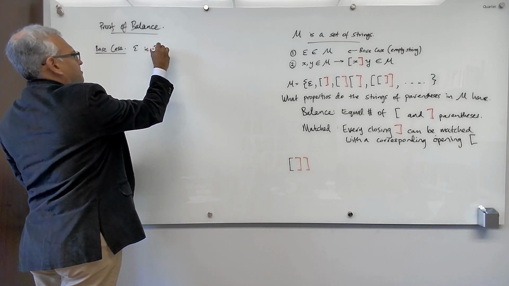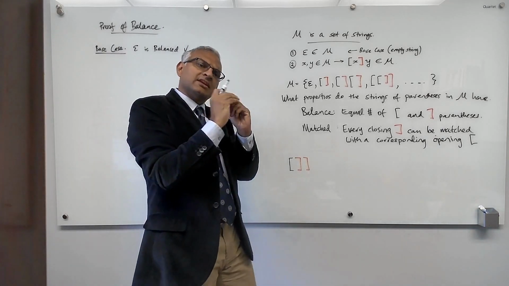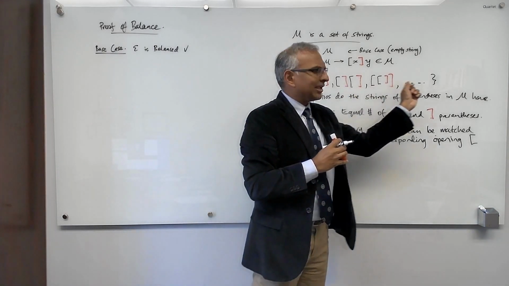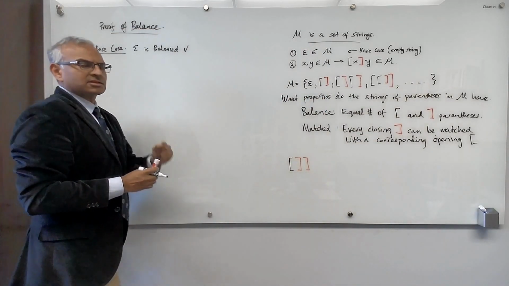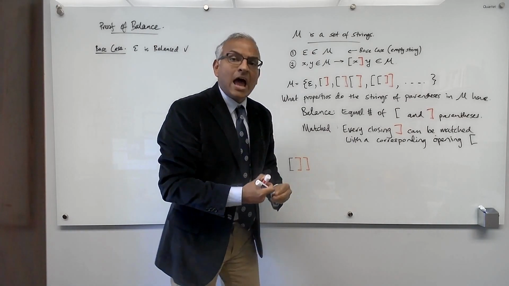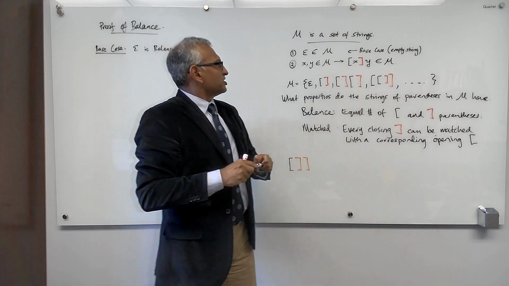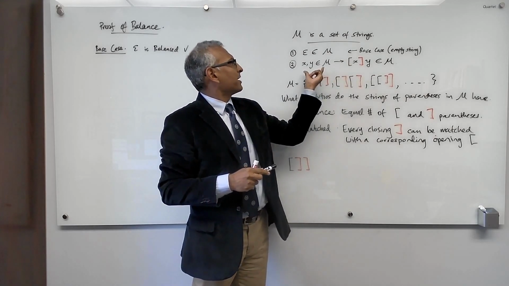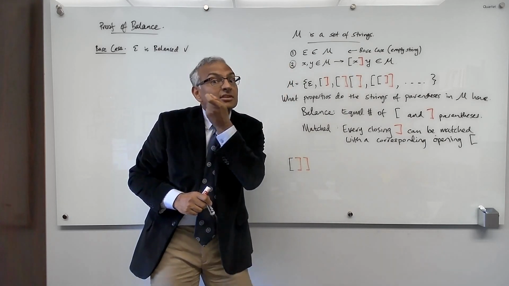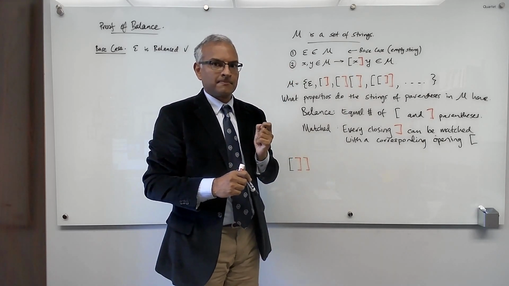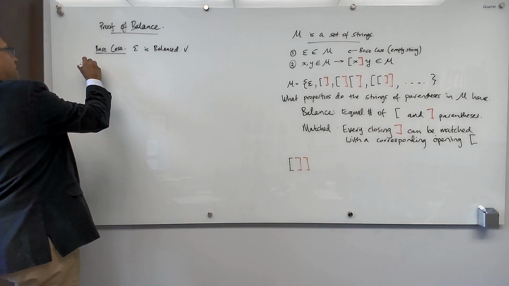Boom, check. So the property that I'm trying to claim for every element in M is this property of balance, and the primordial ancestor has this property. Now I need to show that this constructor rule that generates a child from parents preserves balance. So, the induction step.